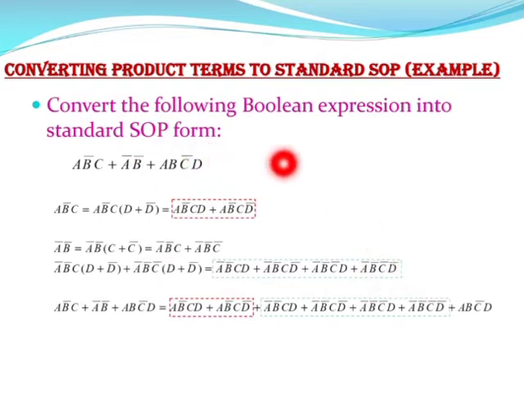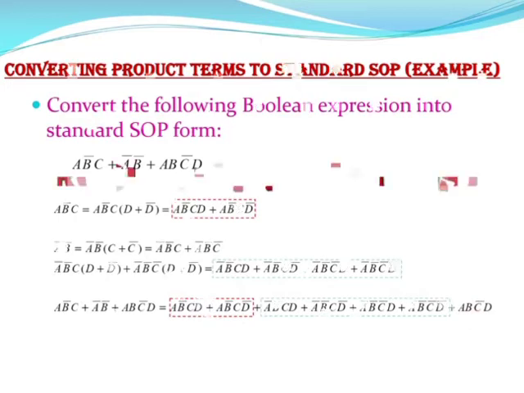And the final standard SOP expression is A B bar C D plus A bar C D bar, and this one A bar B bar C D plus A bar B bar C D bar plus A bar B bar C bar D plus A bar B bar C bar D bar, and also this term, that is A B C bar D. This is the final standard SOP form.